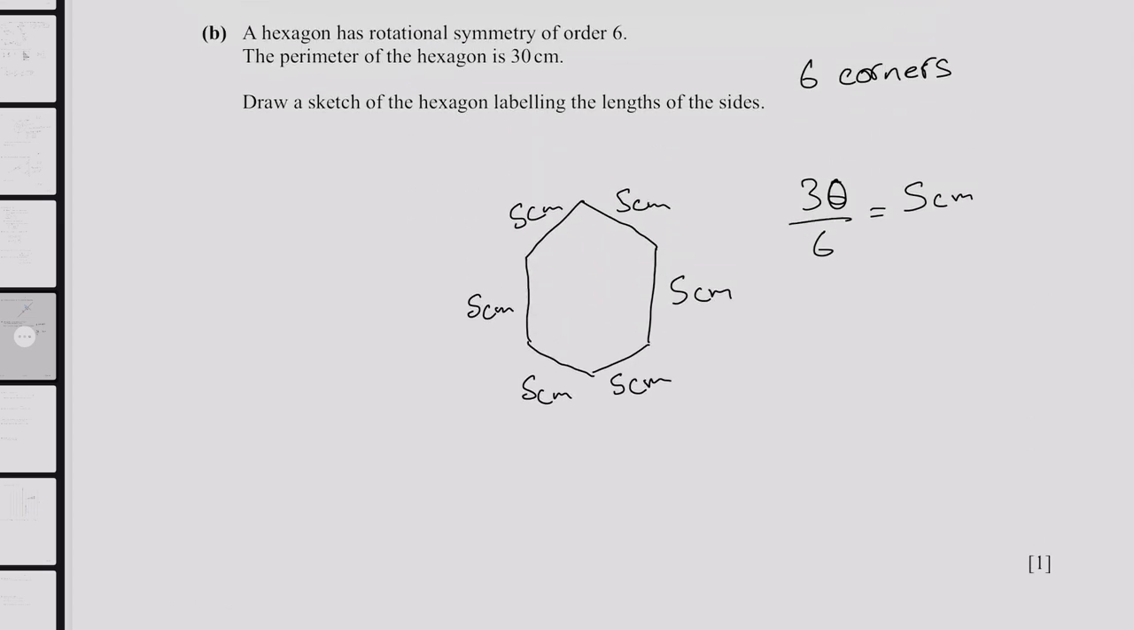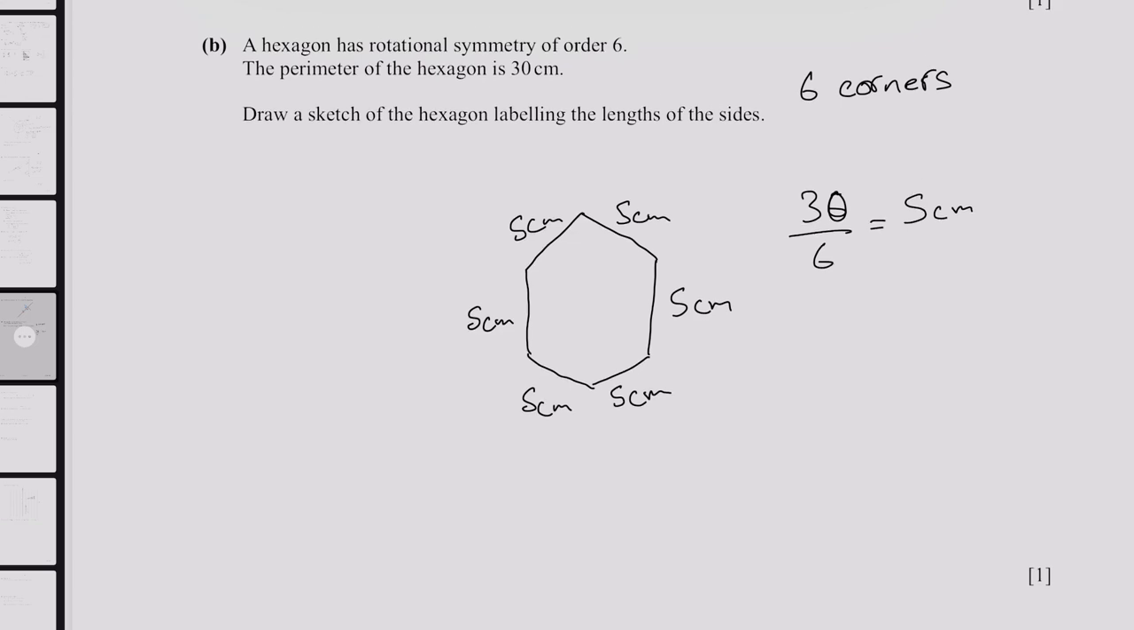Basically, order of symmetry means that if I rotate this shape, I get the original shape. I won't have to rotate it a full 360. I'll rotate it some angle and I'll get that shape in the original position again.